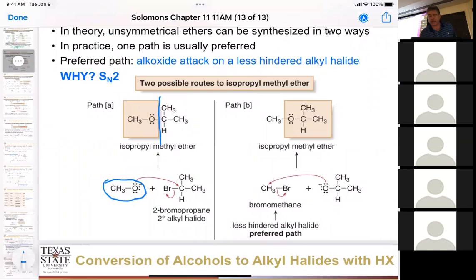But if we cut it here instead, okay, notice that we're cutting between the smaller branch than the bigger branch here. That gives us a primary alkyl halide, and it gives us a secondary nucleophile, okay? So is this reaction going to go faster or slower than the other reaction on the other side of the page? Plan A. It's going to go slower, right? No, it's going to go faster because you have a nucleophile attacking a primary alkyl halide. So this is going to be faster, okay?